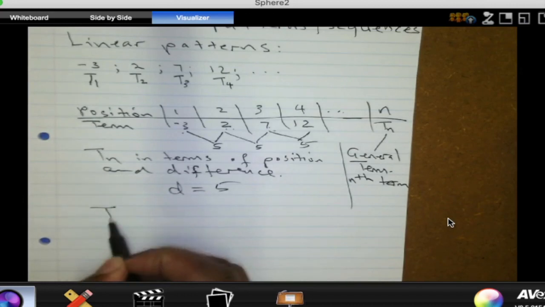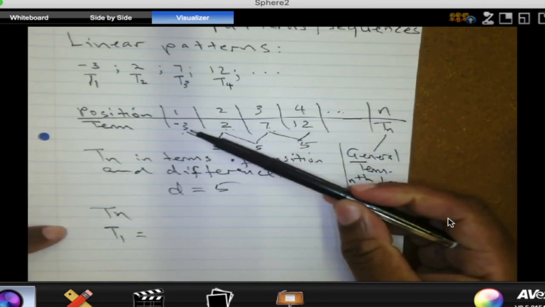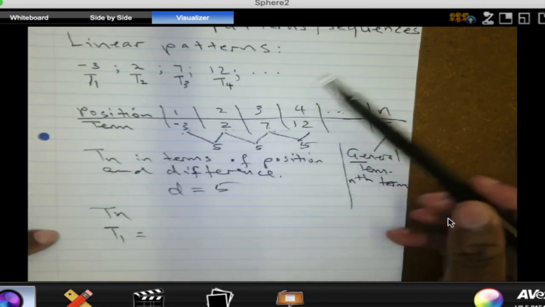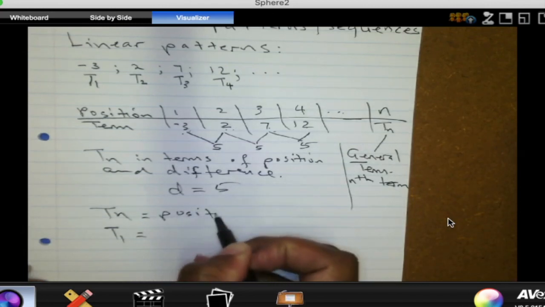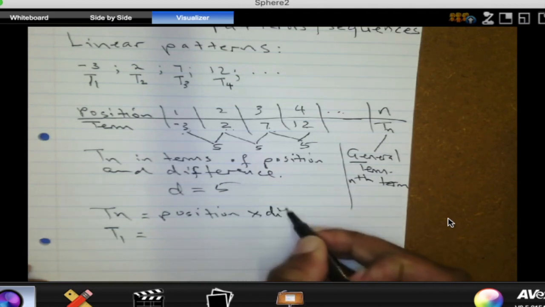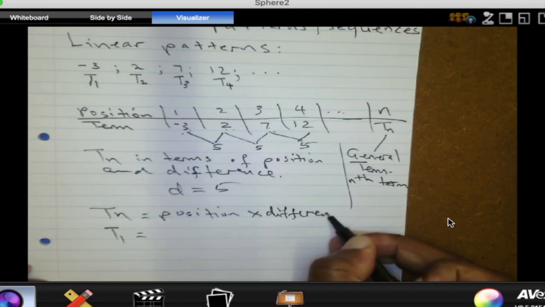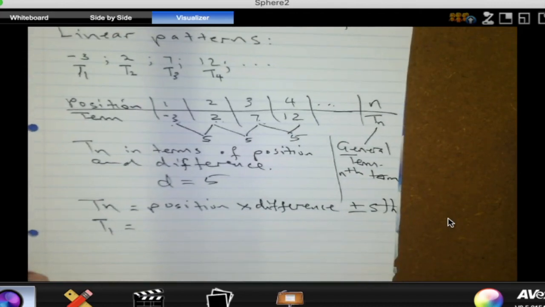Then you are trying to find Tn using the difference and the position. So if you look at T1, T1 is negative 3. So this is what we will be doing. We will take the position, multiply it by the difference, and then add or subtract something in order for us to get the term.